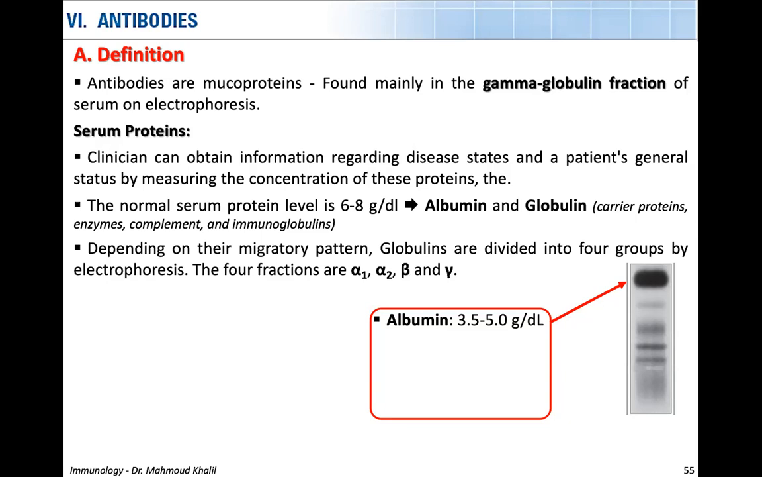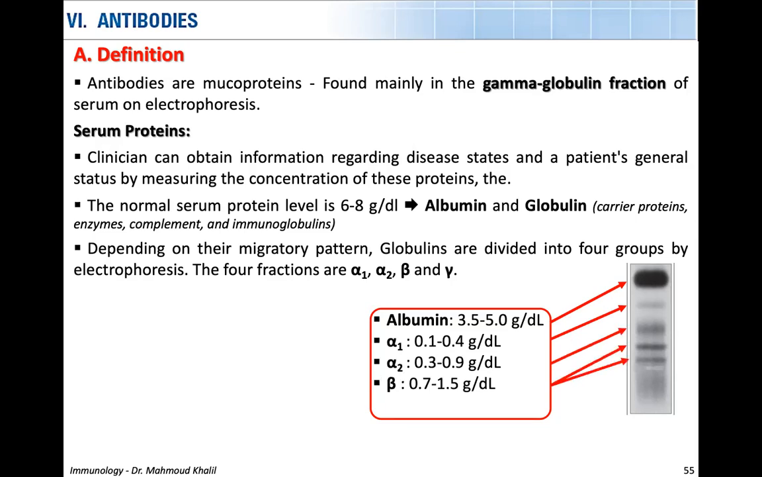they named it depending on their migration pattern. So globulin actually is divided into 4 groups based on the electrophoresis. You have the alpha 1, you can see this is alpha 1, and the concentration of alpha 1 is 0.1 to 0.4, and you have the alpha 2, and you have the beta, and you have the gamma. So now you understand why they named them alpha 1, alpha 2, beta, gamma. They named them according to the migration pattern of these globulin proteins.